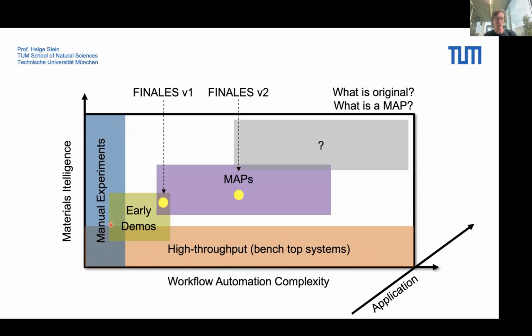And some of the early demonstrations really push towards the diagonal, because we want to go into this gray area. This gray area would be where we have crazy workflow automation complexity and crazy high materials intelligence. I wouldn't even know what to call this, but I think we are pushing more along the workflow automation complexity line than the materials intelligence line, but whatever. And I'll show you 1 or maybe 2 examples on how we believe we are pushing along this frontier.